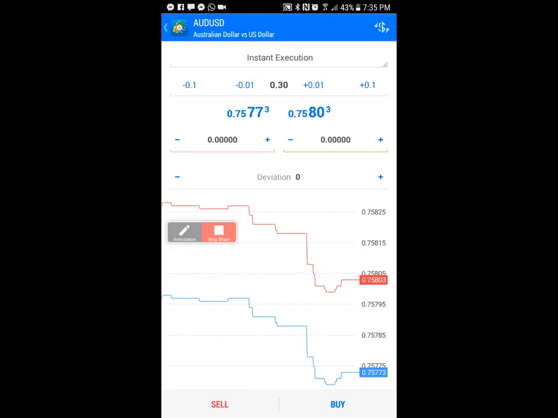I have a question. Go ahead. Why do you have so many pairs and mine only has a couple? We can fix that. No problem. I can show you where to go.